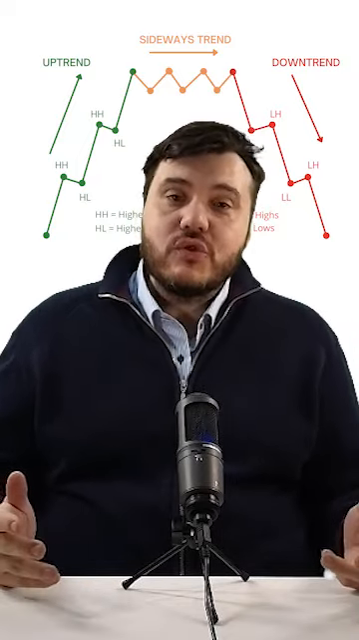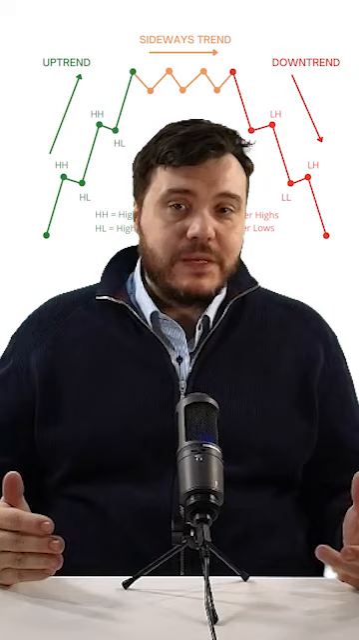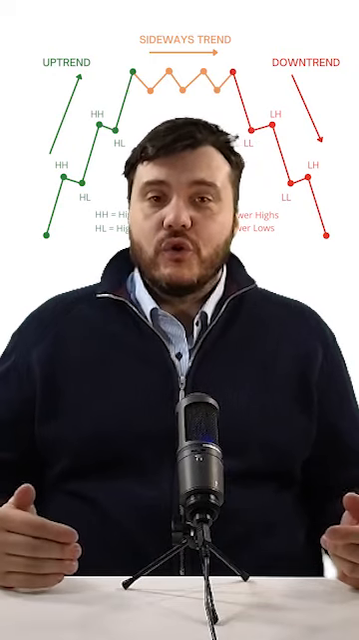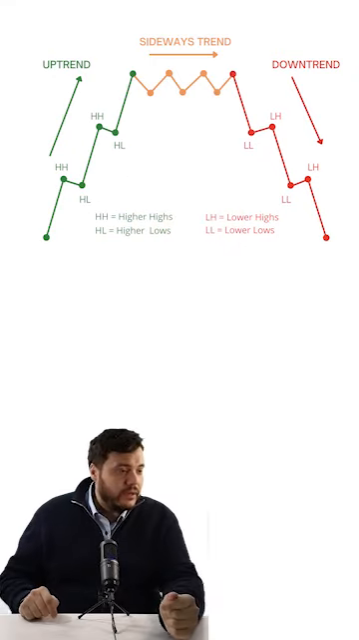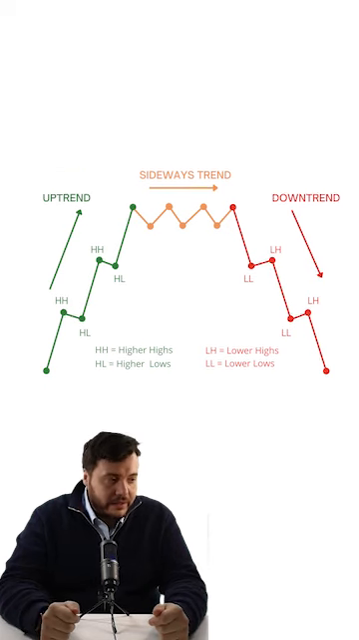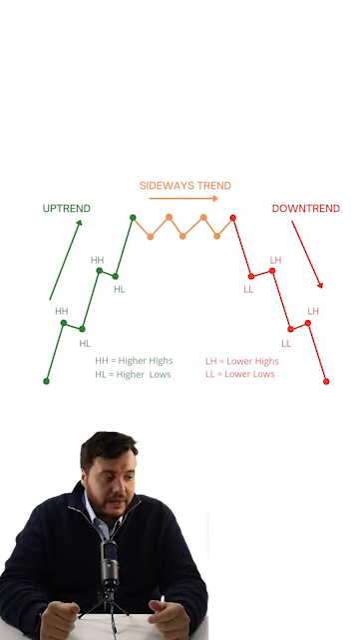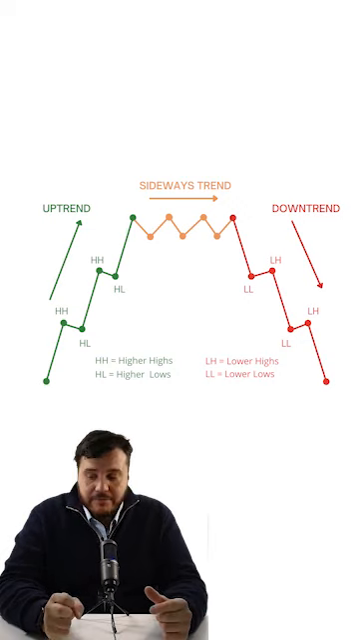Now, let me show you what I'm talking about in a simple example, and then I will show you on real charts as well. As you can see, you have the uptrend in green, which is signaled by higher highs as well as higher lows. With orange, you can identify the sideways trend. This is the heaven for traders.